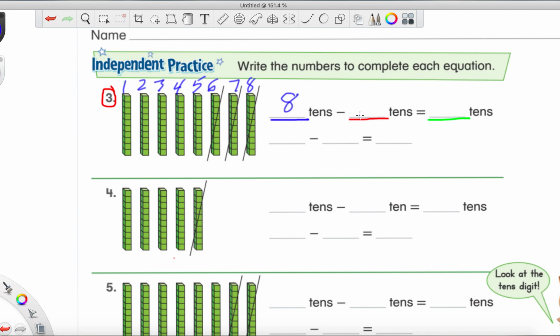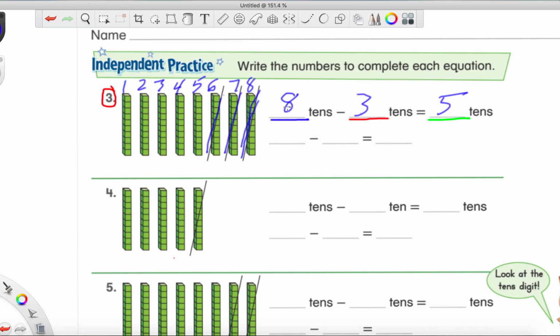And next, we need to find out how many they crossed out. So we can just cross them out, draw right over top of that line they put, and count as we do it. So 1, 2, 3. So we are taking away 3 tens. And how many are left? Well, since we numbered, we know that it's 5. So 8 tens minus 3 tens is 5 tens.